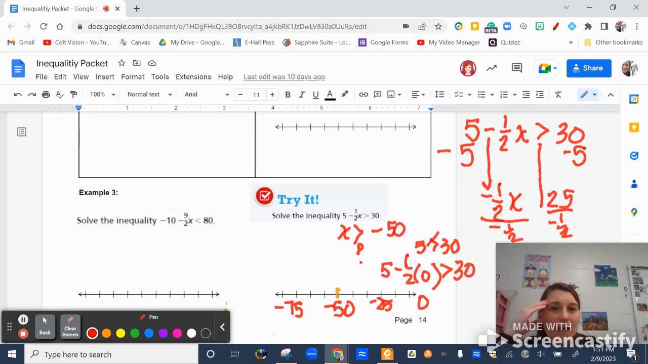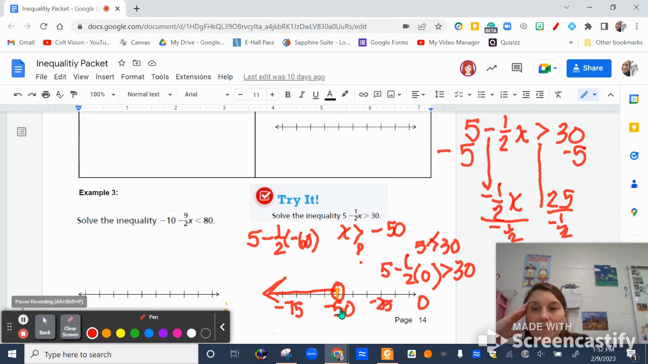No. So that means that the values that are greater than negative 50 are not the solution. It's the values that are less than negative 50 that are the solution. So x is less than negative 50. And if you're not sure, you could check it. You could try 5 minus 1/2 times something less than negative 50, I don't know, negative 60. Does that give me a result that's greater than 30?